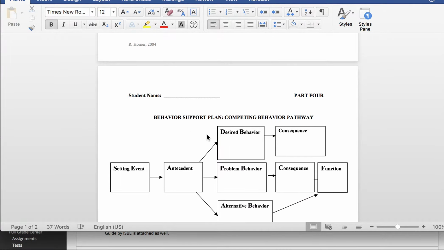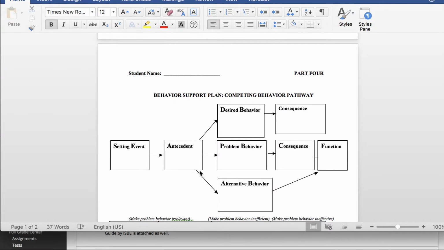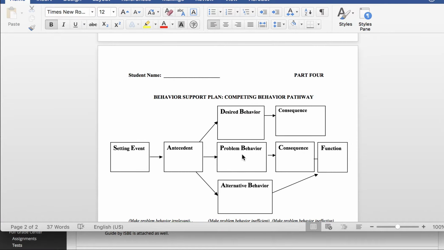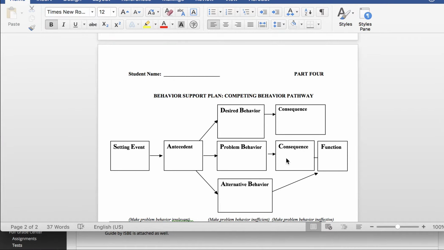Okay, and then you can develop the desired behavior and consequence, and also you can come up with an alternative behavior, one alternate behavior that has functional equivalence to the problem behavior. So the alternate behavior and problem behavior should lead to a similar consequence and the same function.